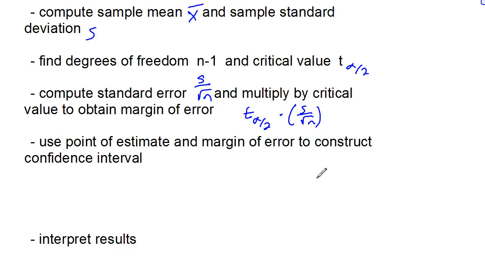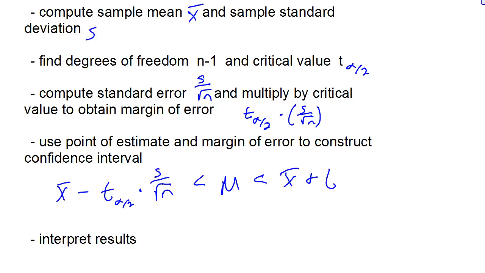And then for our actual confidence interval, it's still going to be X bar minus our margin of error, T alpha divided by 2 times S divided by the square root of n. We're still looking at the population mean, and then X bar plus T times S divided by the square root of n, and that's at T alpha divided by 2. And remember that we always want to interpret our results at the end. So let's look at an example of this.